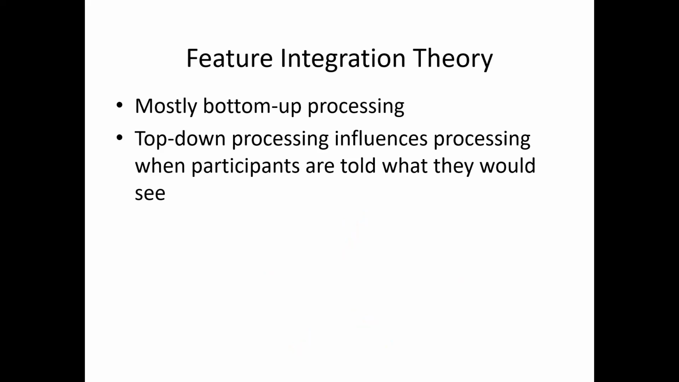The feature integration theory is mostly bottom-up processing, since you're taking these different parts of an item and then using your knowledge to say, okay, this was a red circle. Top-down processing can influence the processing that you're going through when participants are told what they would see, such as maybe the numbers. Top-down processing also combines with feature analysis to help one perceive things accurately.